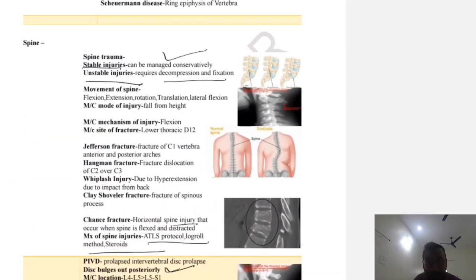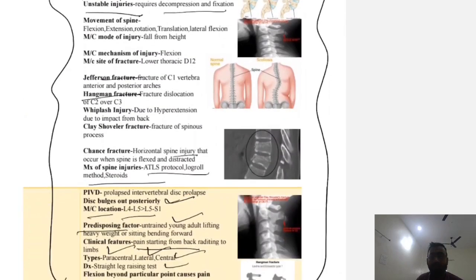I am not going into details of all these, because if you remember all the fracture names and important terms, then you can solve any question on spine.